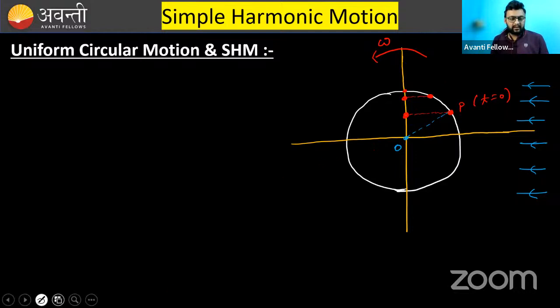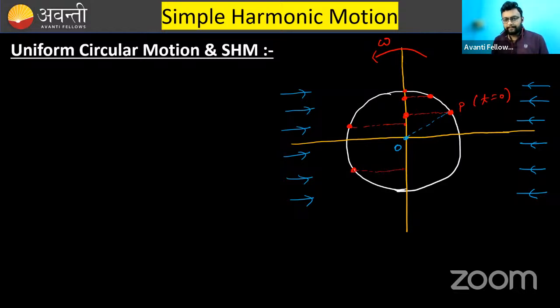In the same way, if I say that light is also coming from this side, then when the particle reaches there, let's suppose moving, it reaches here. Then its image will be here. When the particle is here, the image will be here. Can you see the motion of the image?